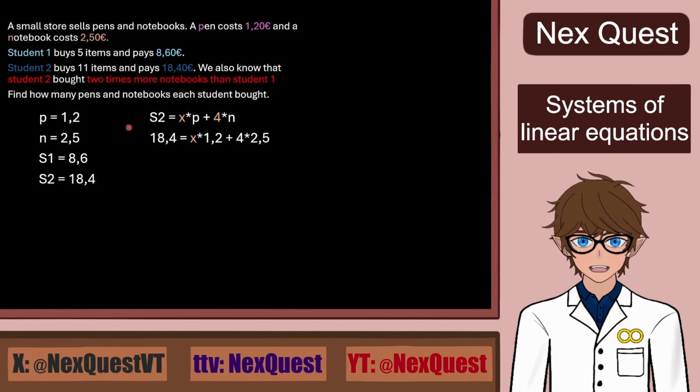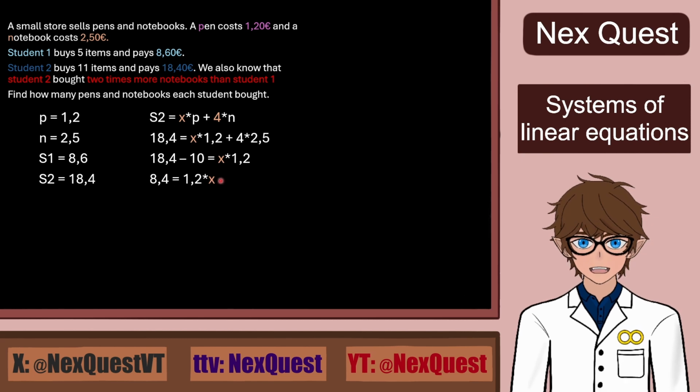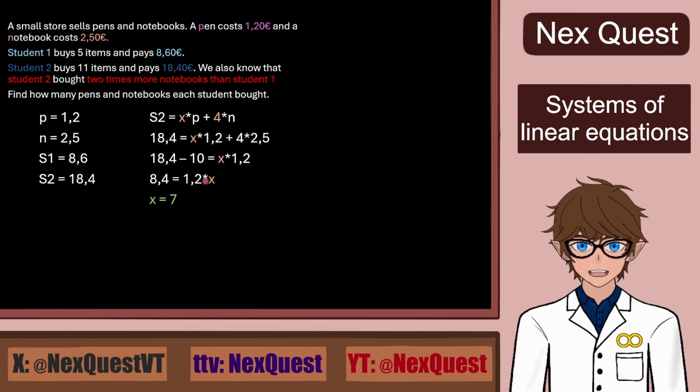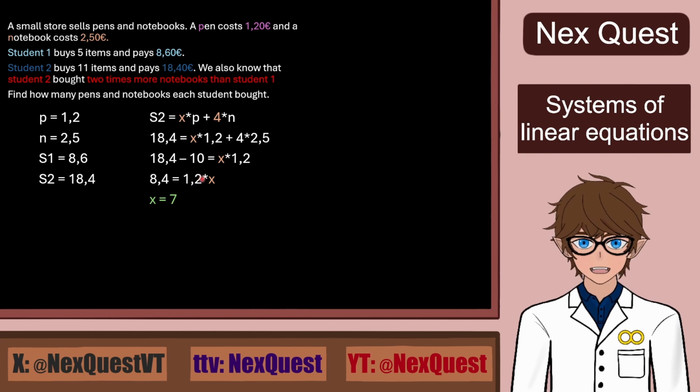So we have X here. We move 4 times 2.5 to the left, which is 10. So 18.4 minus 10 is X times 1.2. We are left with 8.4 equals 1.2 times X. If you divide that, you get 7, as 1 times 7 is 7, and 0.2 times 7 is 1.4. If you add these two together, you get 8.4.